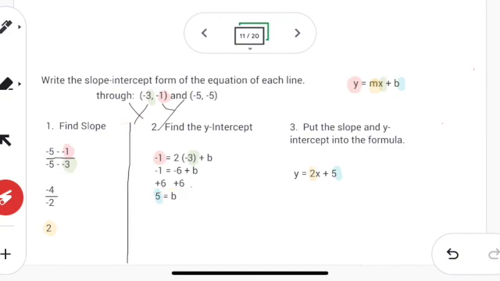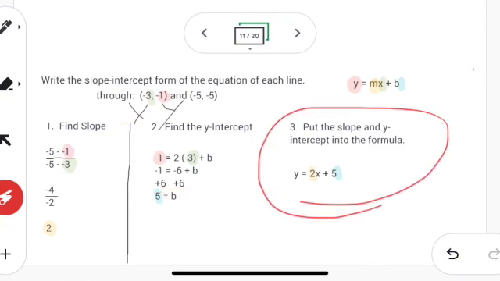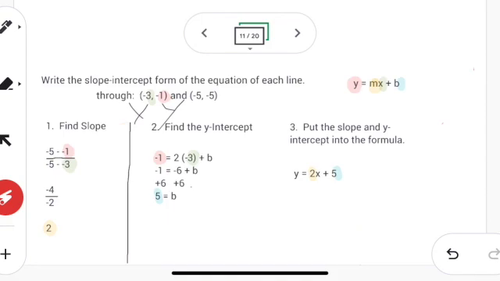So my final step is to put the slope and the y-intercept into the formula. So I look up here and I have y equals, and then m, again, we found slope over here of 2. And then we write x plus b, except now we know that b is 5. And that's my final answer.